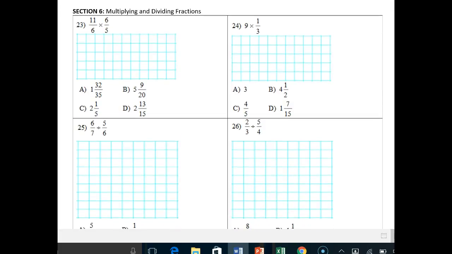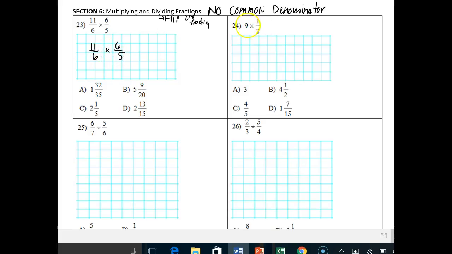Multiplying and dividing fractions. Remember, you do not need common denominators. You want to look to cross cancel, and when you divide, you want to make sure you flip the second fraction. Okay, so very straightforward. Look to cross cancel. 11/6 and 6/5. I would rewrite the problem if I were you here to show your work.